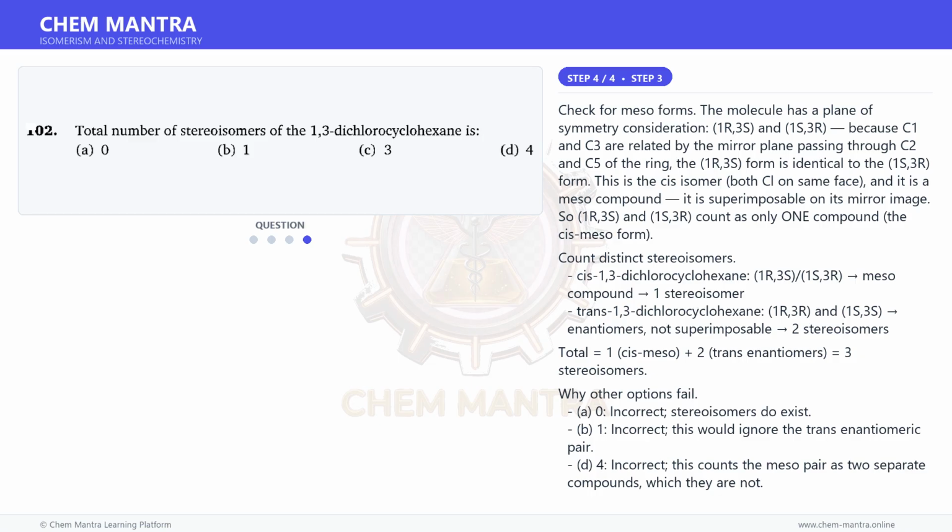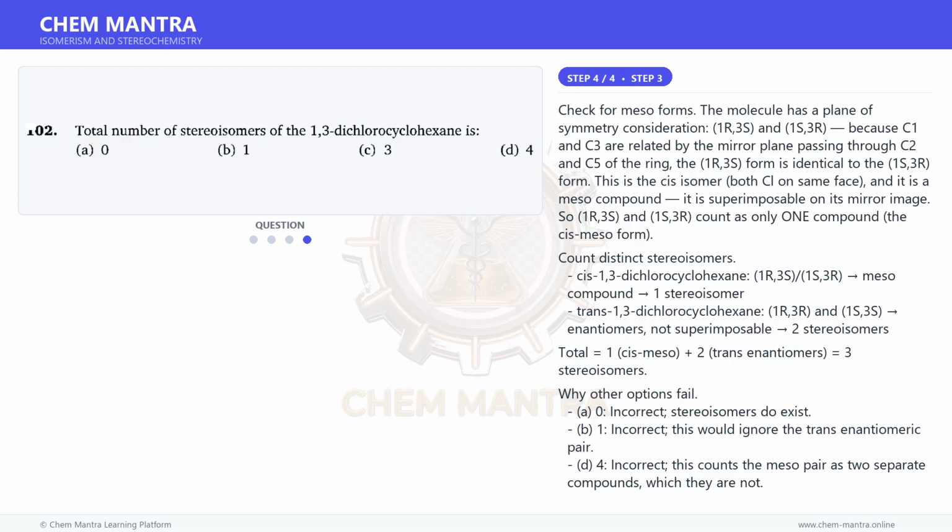The molecule has a plane of symmetry. Consider 1R,3S and 1S,3R, because C1 and C3 are related by the mirror plane passing through C2 and C5 of the ring. The 1R,3S form is identical to the 1S,3R form. This is the cis isomer, both Cl on the same face, and it is a meso compound. It is superimposable on its mirror image. So, 1R,3S and 1S,3R count as only one compound, the cis meso form.